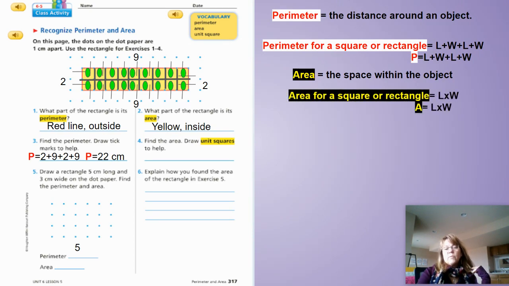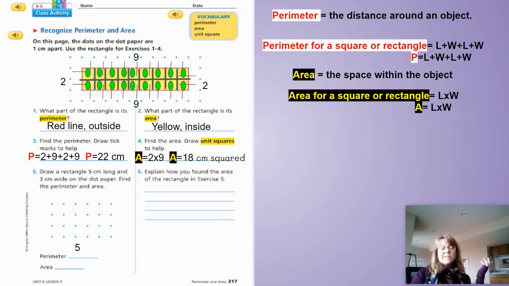Well, an area's formula is taking the length times the width. So 2 times 9 is 18 centimeters squared. A lot quicker, especially since we already had our numbers up here instead of counting up to 18. So that's the more sophisticated way to do it.